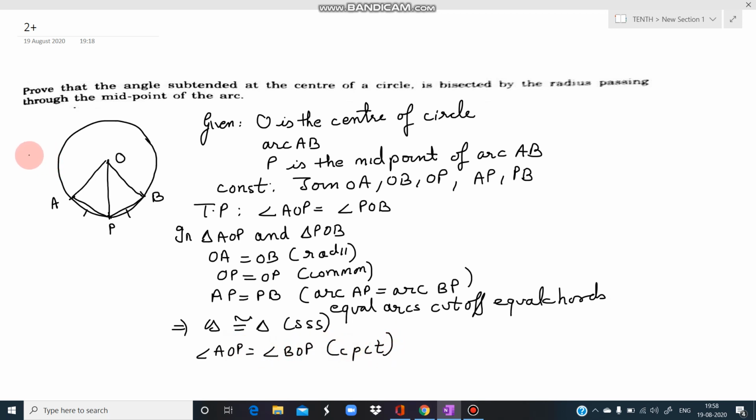तो हमारे पास ये डायरेक्ट रिजल्ट था कि अगर दो आर्क्स इक्वल हैं, they will subtend equal angles at the center, but then marks will not be given. You have to prove it more, that is in a vivid way. So we have proved it by using the concept of.